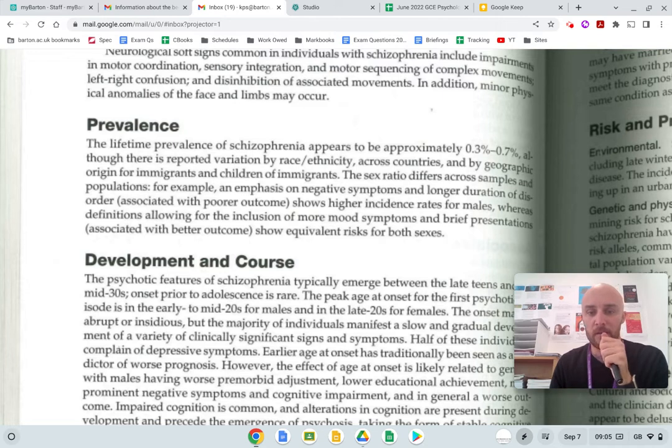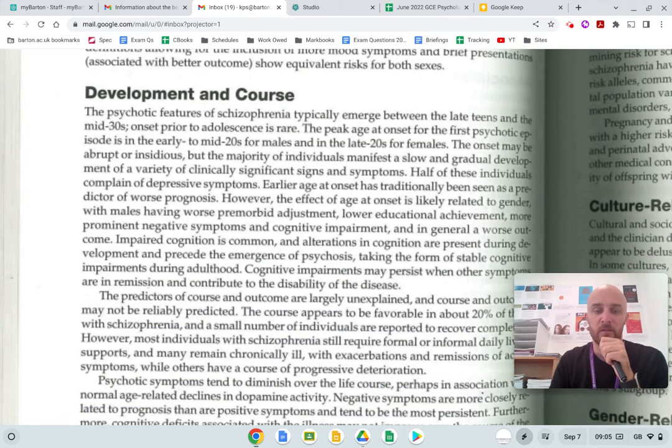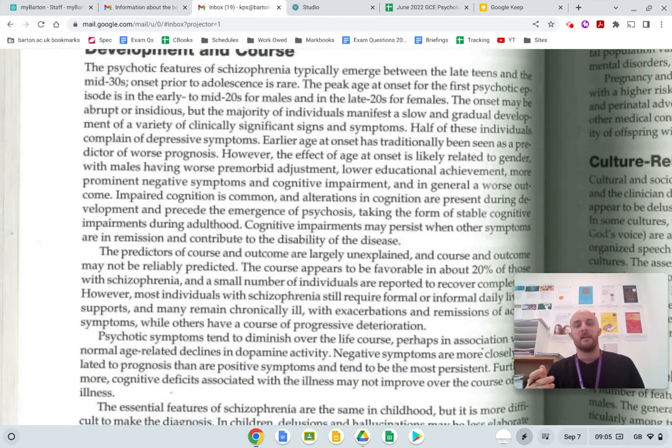So, for example, an emphasis on negative symptoms and longer duration is more common for males, whereas with females, that's not true. Now, this is also quite important, but again, I can't read all of it. But this is actually important for a few questions. Schizophrenia only tends to emerge typically between the late teens and mid-30s. It doesn't really appear before then. That's really, really important for certain exam questions, by the way. It tends to be mid-20s for males, but later for females. So males do tend to get it more than females.